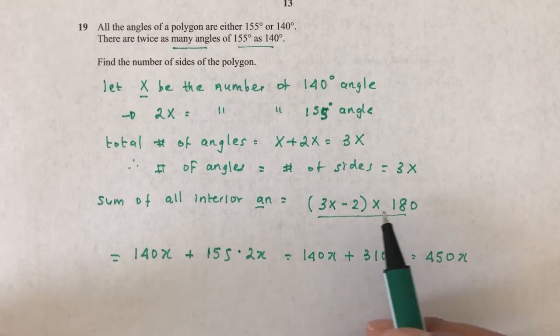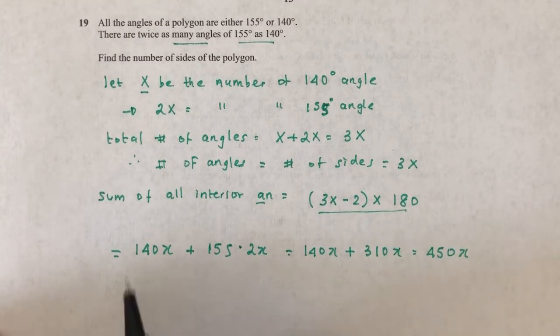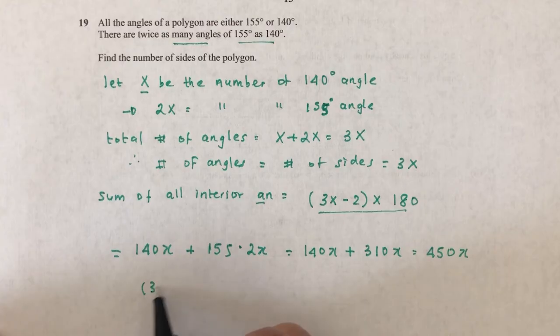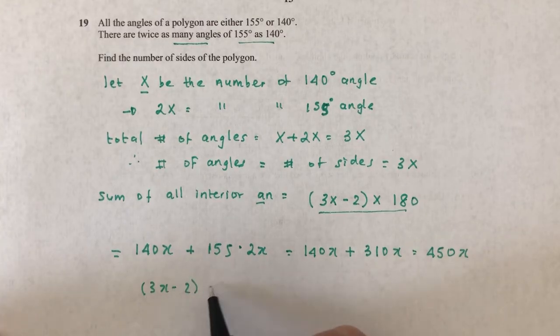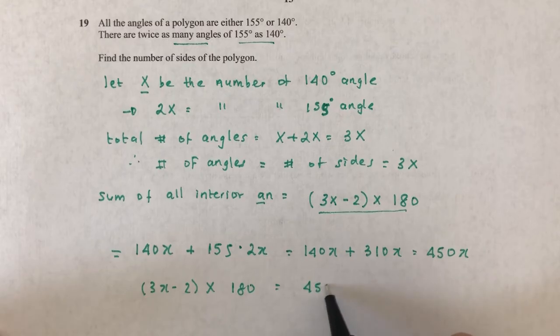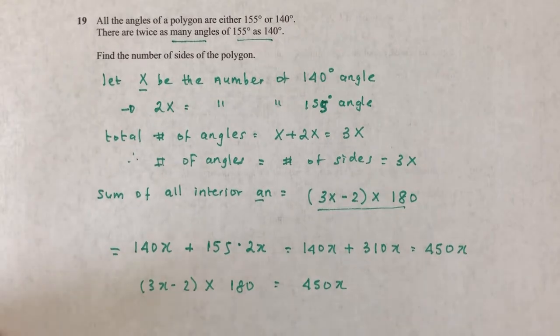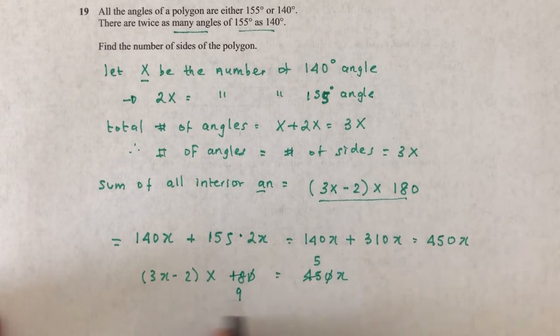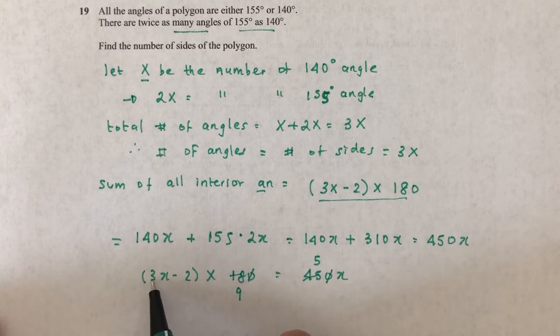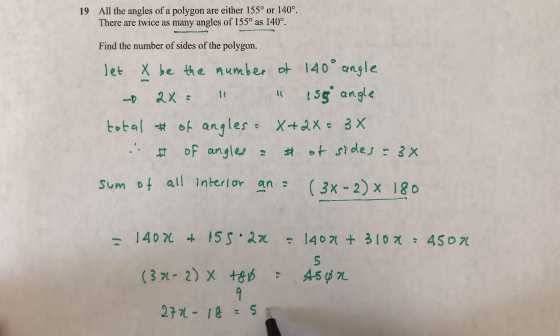So we equate those two equations. So we have (3x minus 2) times 180 equal to 450x. So now we have to simplify. Divide by 90, we have 5 and 2. Now we expand the brackets. We have 3 times 9 is 27x minus 18 equal to 5x.